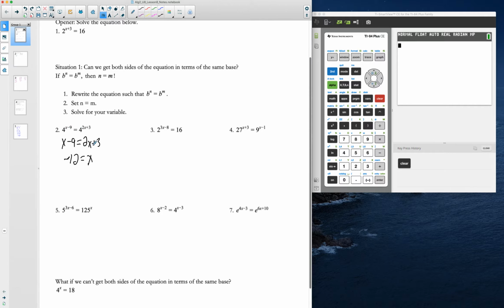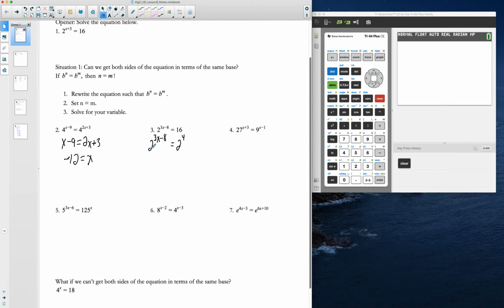Now, if we look at example 3 here, this is very similar to what we did in the opener. I've got base 2 on the left, and I've got 16 on the right. So the question is, can I rewrite 16 in terms of base 2? Of course, we know the answer is yes, because we did that in the opener. So then I have 2 to the 3x minus 8 equals, and I'm going to rewrite my right side in terms of base 2, that would be 2 to the fourth.